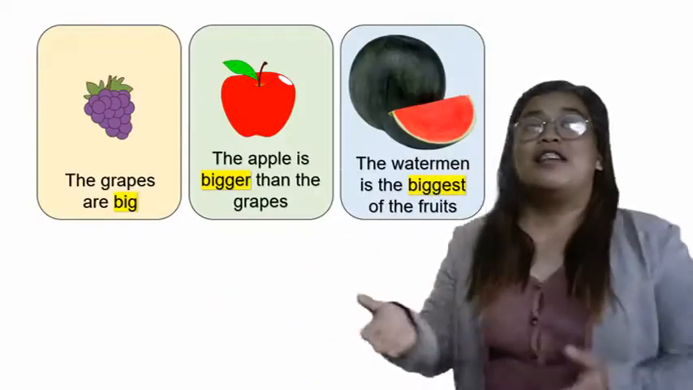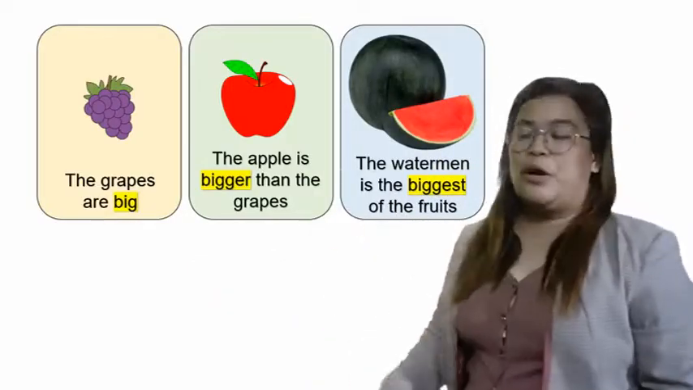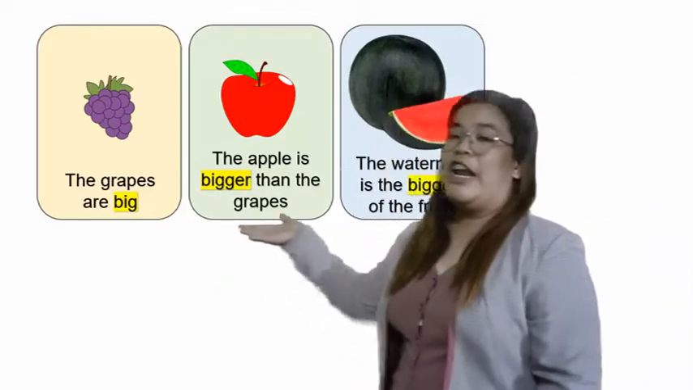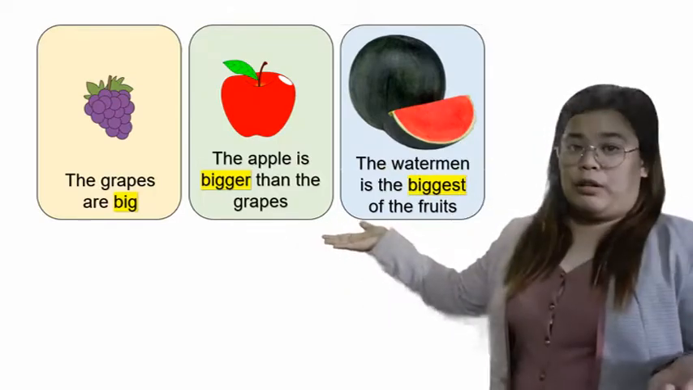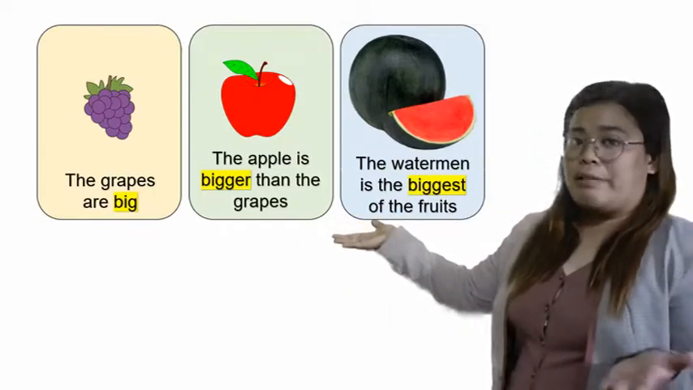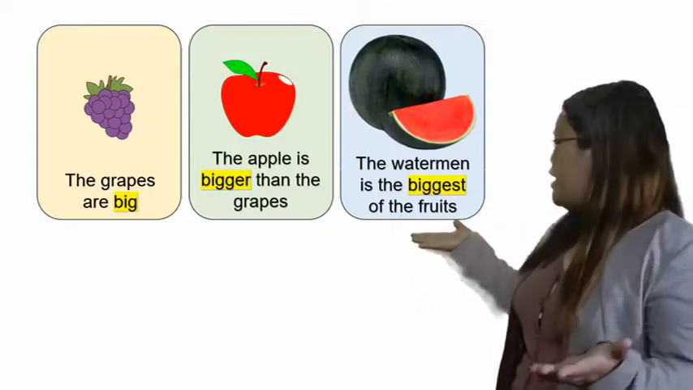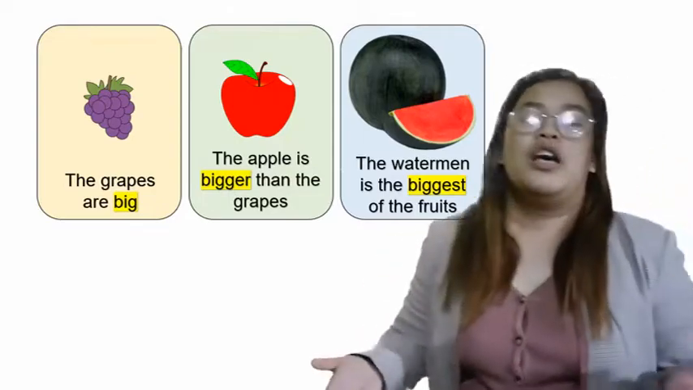So let's look at the pictures and read the sentences. Okay, so number one, the grapes are big. Number two, the apple is bigger than the grapes. And lastly, the watermelon is the biggest among the foods. So big, bigger, and biggest are what we call adjectives. All right, good job everybody.